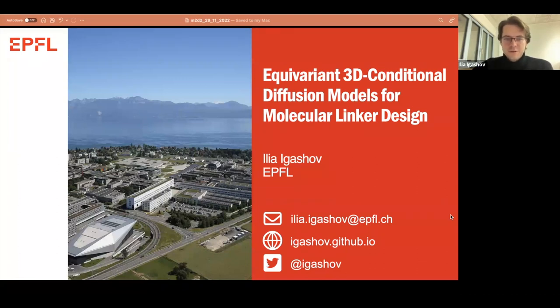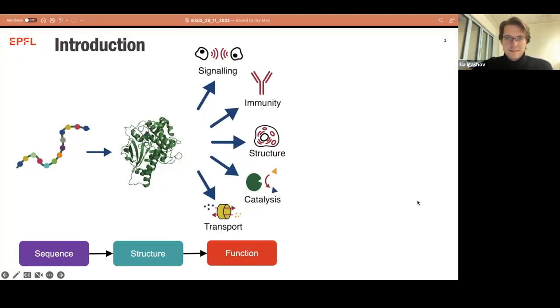And I'm going to tell you about our very recent work that we've done in our lab of protein design and immune engineering, which is on diffusion models for designing molecular linkers for small molecules. However, for the sake of consistency and also for giving you full context and motivation, I will start with proteins.